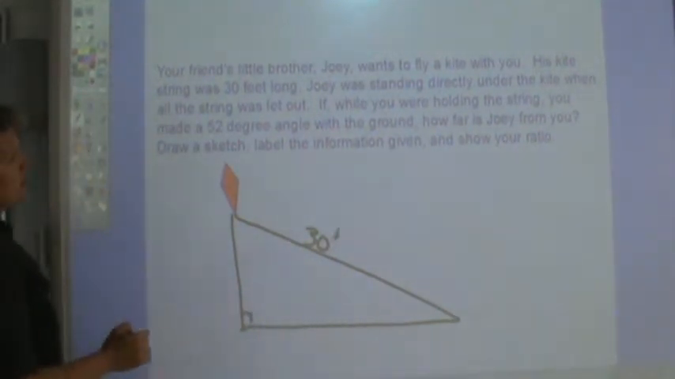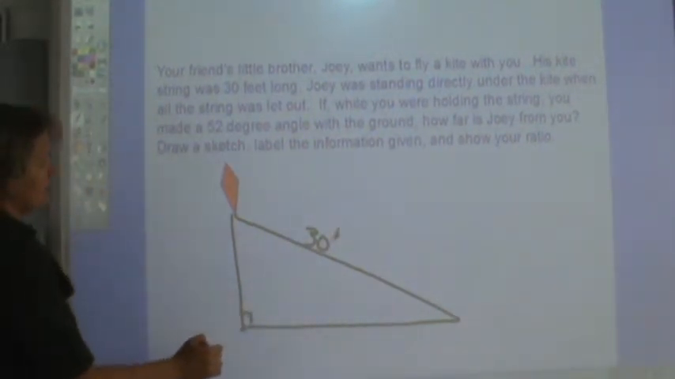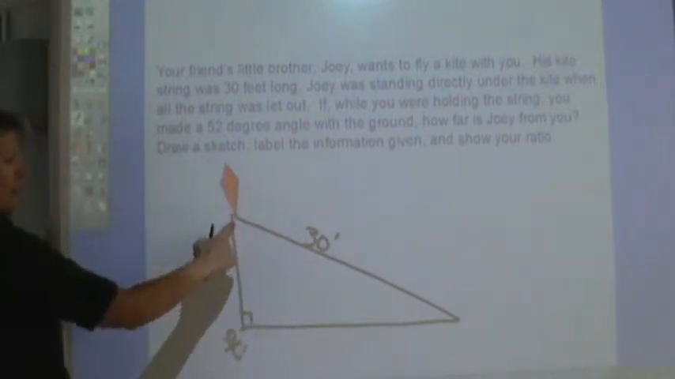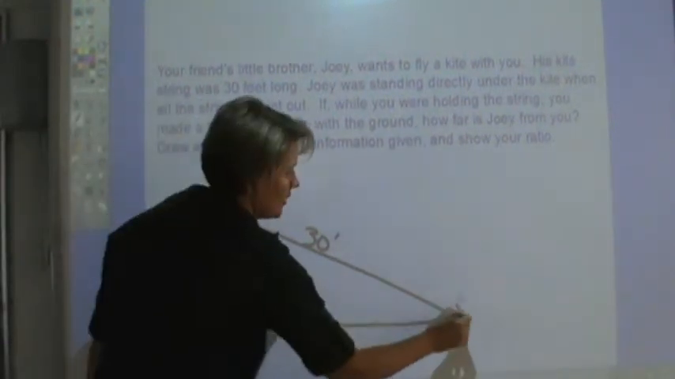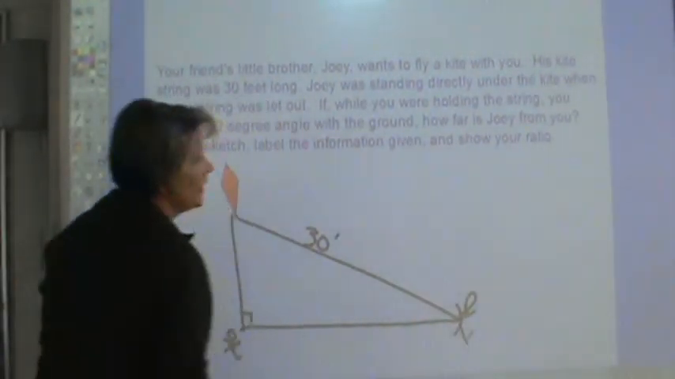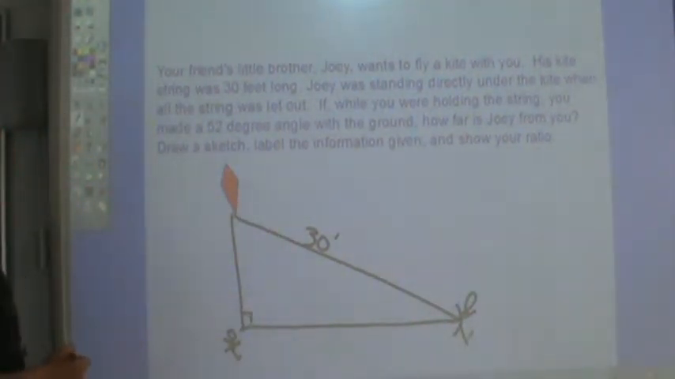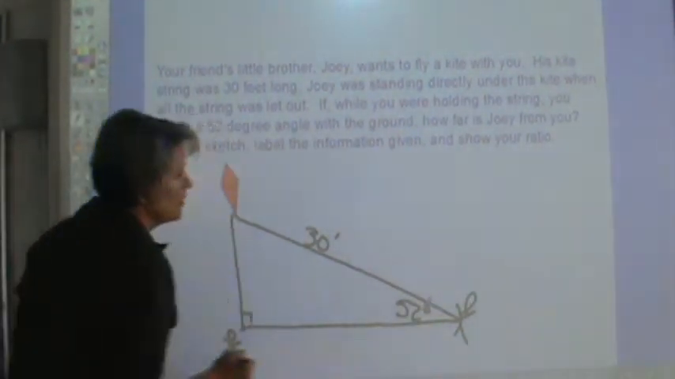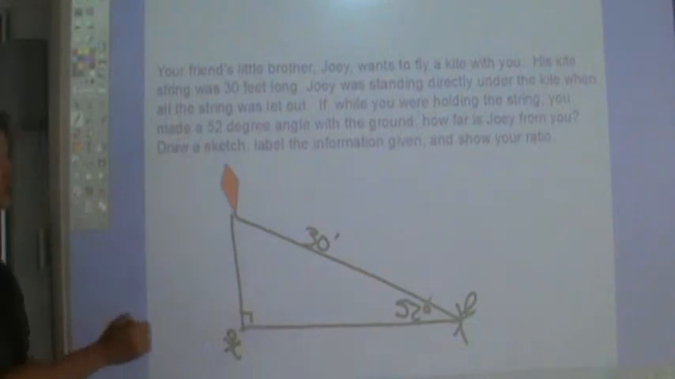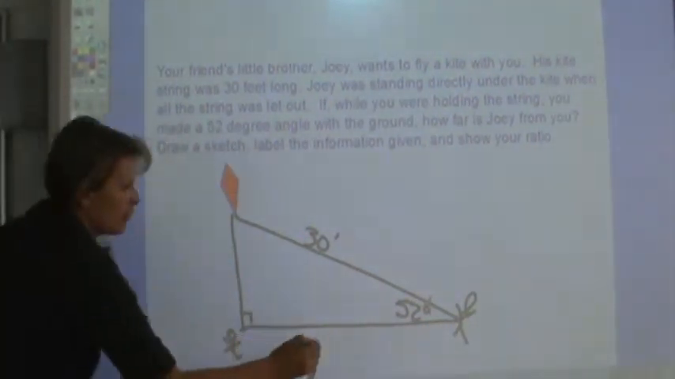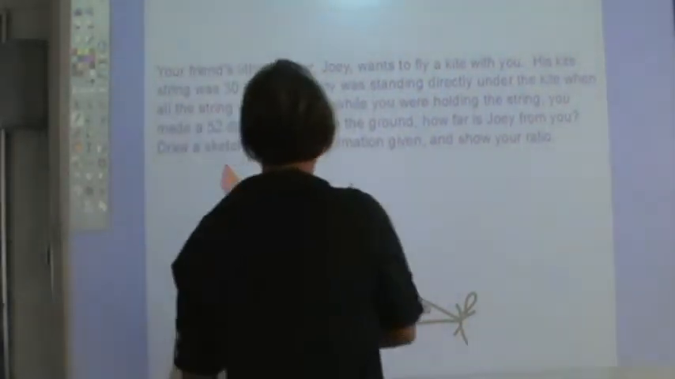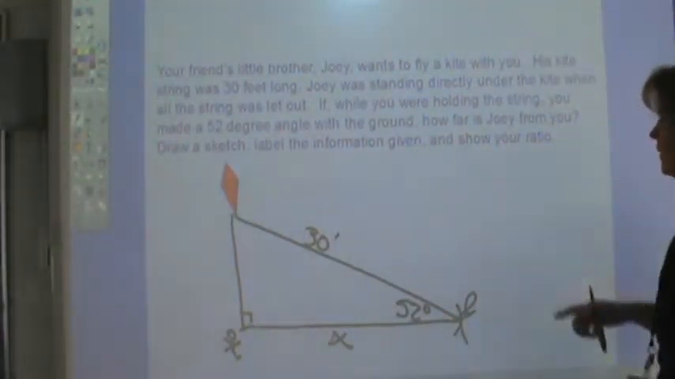If Joey's standing directly under the kite when the string was let out, so Joey's standing here, he's standing right under the kite. You're over here, helping him fly the kite. If while you're holding out the string you make a 52-degree angle with the ground, so this is 52 degrees right there, how far is Joey from you? So he's over here. We want to know how far is Joey from us. Draw a sketch, label the information given and show your ratio.